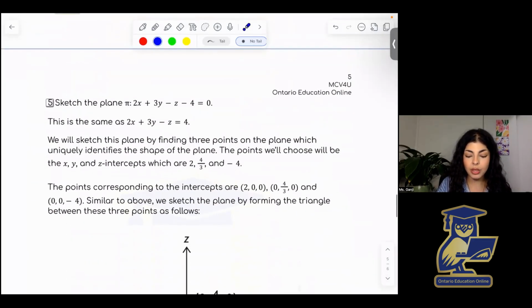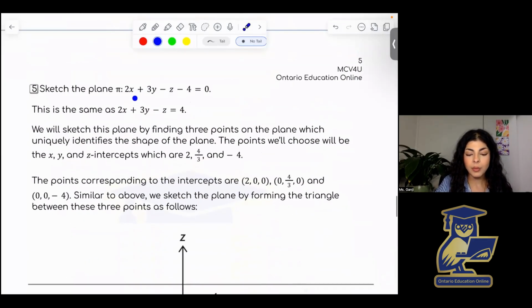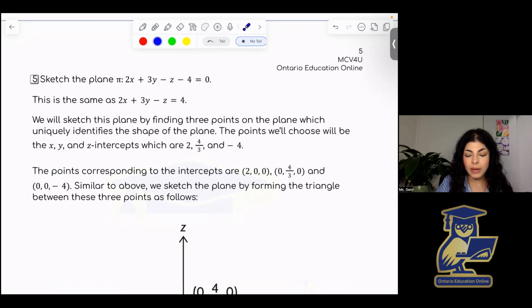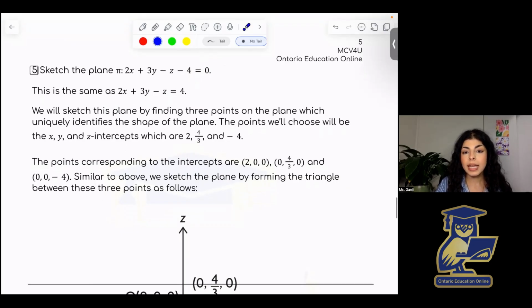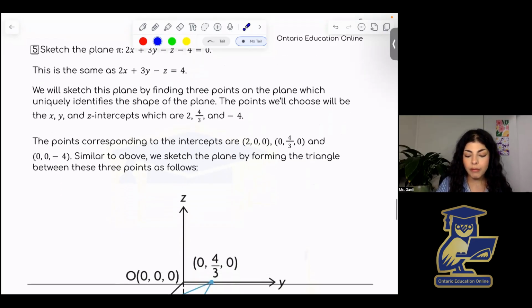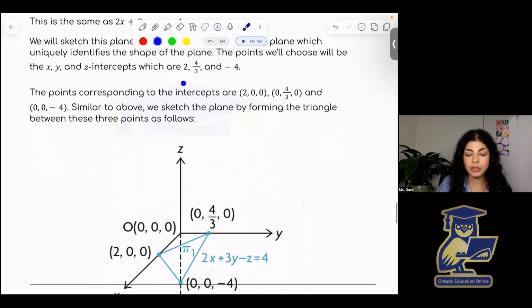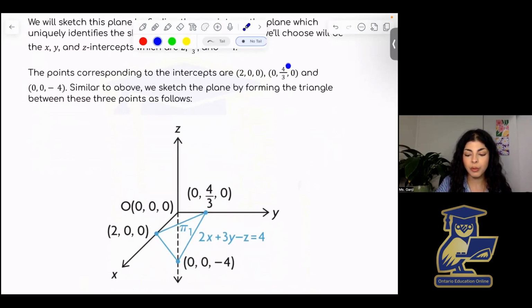Now, our last example is when we have A, B, C, and D are all non-zero. And now we rearrange and we just move the D value over. So we have 2x plus 3y minus z is equal to 4. And in this case, again, the simplest way is to find your x, y, and z intercepts. So we find the x, y, and z intercepts are respectively 2, 4 over 3, and negative 4. And these corresponding points are (2, 0, 0), (0, 4 over 3, 0), and (0, 0, negative 4).